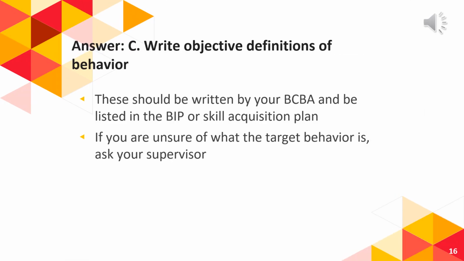The answer to the previous question was C, write objective definitions of behavior. These should be already written by your BCBA and listed in either the Behavior Intervention Plan or the Skill Acquisition Plan. If you are ever unsure of what the target behavior is or what constitutes as the target behavior, make sure to ask your supervisor. On your homework sheet, fill in the answer C. Write objective definitions of behavior.